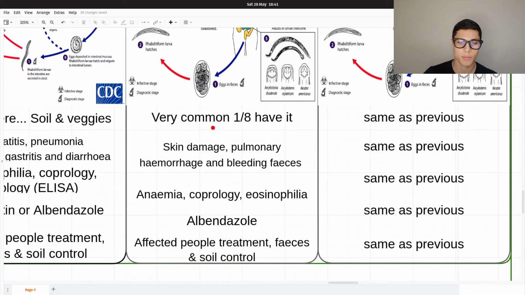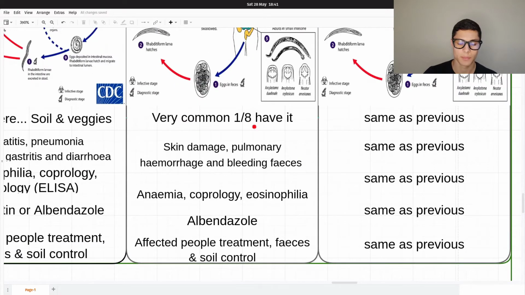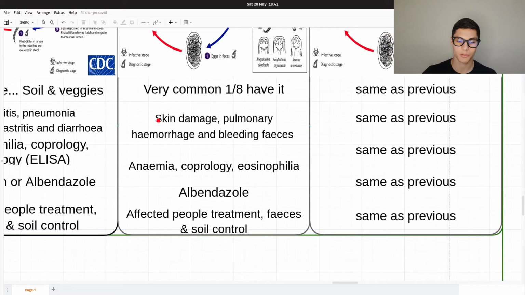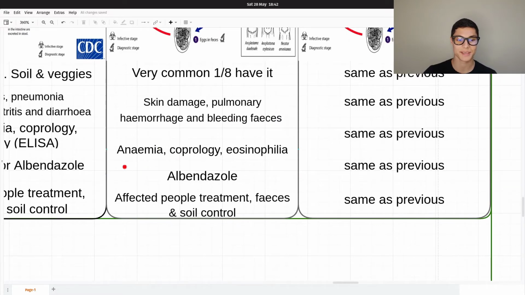They are very, very common, and 1/8 of the whole world population have it. They create skin damage, of course, pulmonary hemorrhage, and bleeding feces. The diagnosis is anemia, coprology, and eosinophilia. The treatment is albendazole, and the prophylaxis, well, treatment to the affected people, feces and soil control.